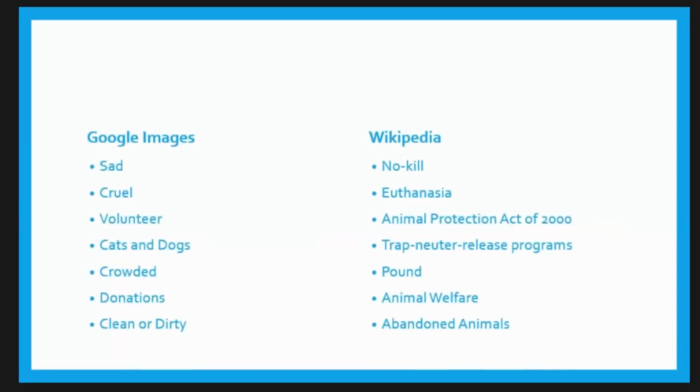So, here's an example of some of the keywords that you might have selected from each of these sources. You'll see some of the ones over here that we talked about with the Google Images that came up on our screen. Sad, cruel, cats and dogs, crowded, clean or dirty. And then here are some of the keywords that you could have pulled from the Wikipedia article that we looked at. No kill, euthanasia, Animal Protection Act of 2000, trap, neuter, release programs, pound, animal welfare, and abandoned animals. Those are all words that were contained within that Wikipedia article.